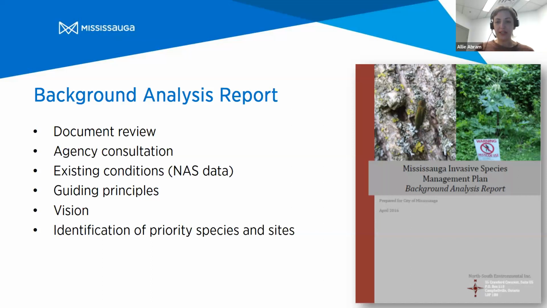So there was a thorough document review, and then there was also consultation with other agencies that work in the restoration and invasive species management field. So those were our neighboring municipalities, conservation authorities, and other organizations that specialize in invasive species management, so that we could get all of the information possible to guide the creation of the plan. All of the city's strategic documents were also reviewed for guiding principles, which allowed us to create a vision. And then we also incorporated the identification of priority species and sites into this background analysis plan, which we'll cover in the next slides. I will just note the background analysis report is available online, so you can go and check that out anytime if you want to learn more.